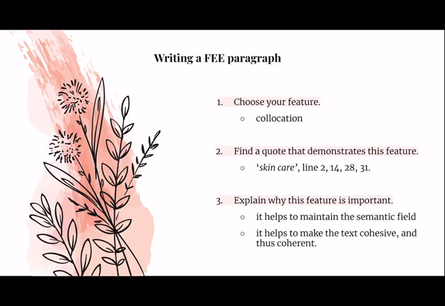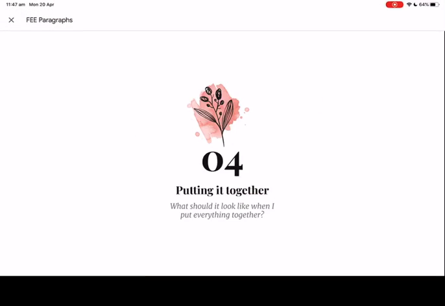So I've identified 2 ways that collocation is important in this text. The first is that it helps to maintain the semantic field. And the second is that it helps to make the text cohesive and thus coherent. Now I've got the 3 ingredients for a FEE paragraph. Let's put it all together.